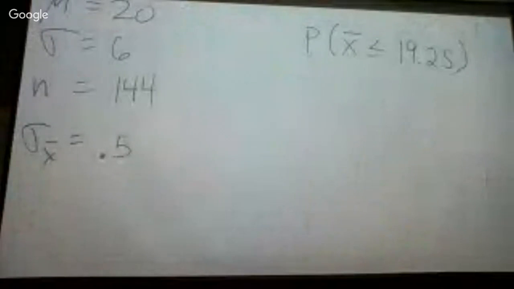We can extract some of this essential information. We know the mean is 20. The standard deviation was 6. We took a sample of 144. We got a standard error of 0.5. And our question is, what's the probability that we get a sample mean less than 19.25? Remember that one.